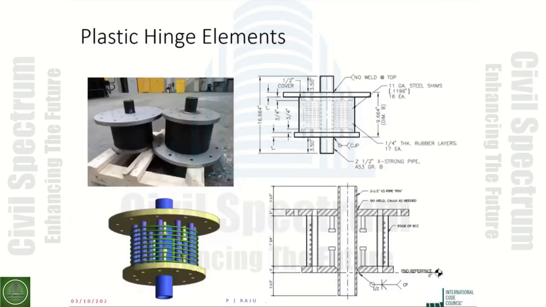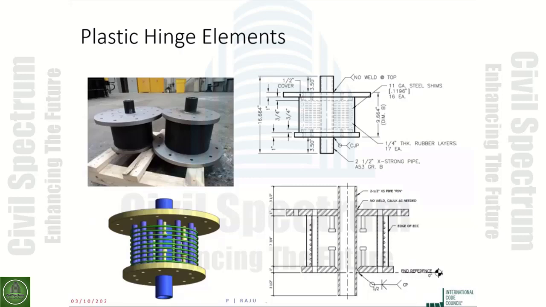So with that, we developed these devices that would be incorporated in a bridge column. There are two general types of these devices. One incorporates rubber. So in the picture that you see here, that's a version where we have incorporated rubber in these plastic hinge elements.